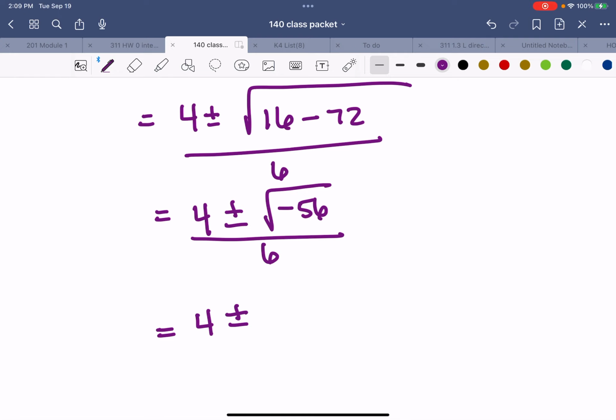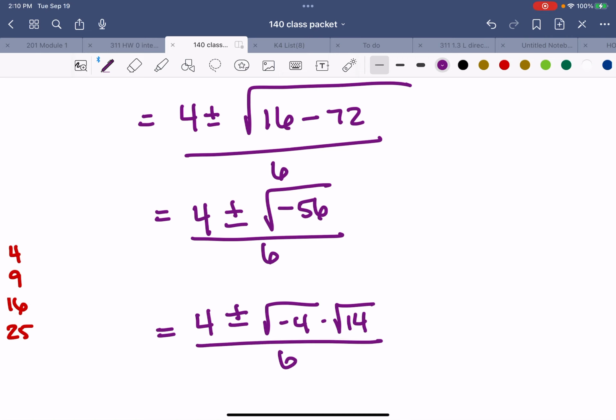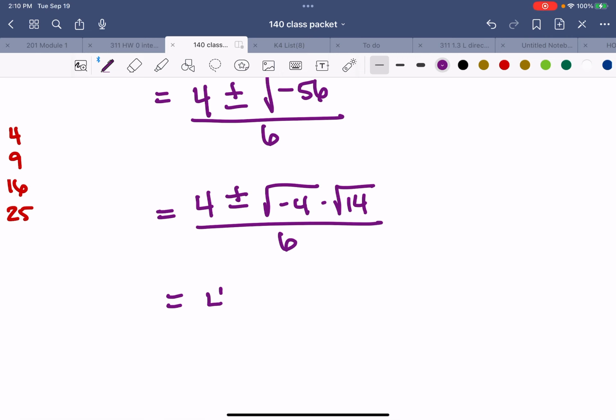So I'm looking for, remember my perfect squares. I'm thinking 1, which doesn't really matter. We won't take a 1 out, but then 4, 9, 16, 25. If I divide 56 by 4, that works. That's a perfect square. And I get 14, which is not a perfect square, nor does it have any perfect square factors. So I'm going to turn this into the square root of negative 4 times the square root of 14, all over 6. Now that negative 4 will become, the negative part becomes an i, and the square root of 4 is 2.